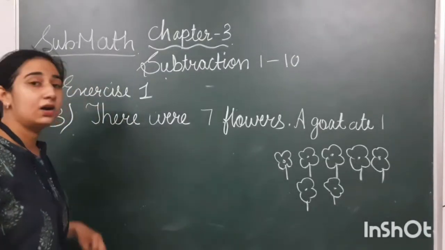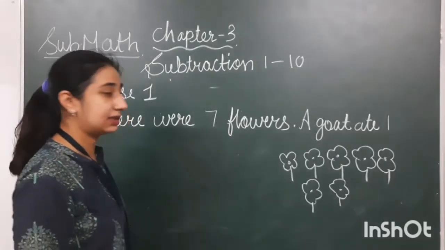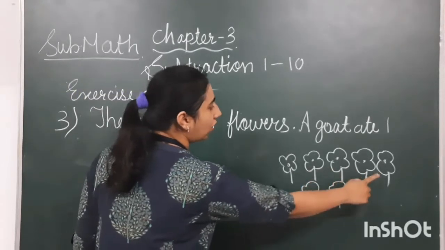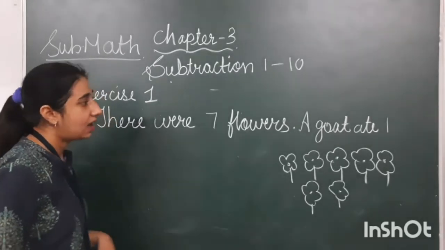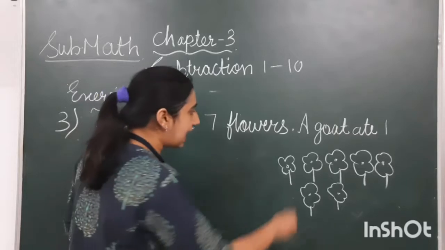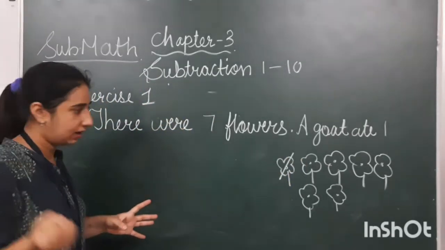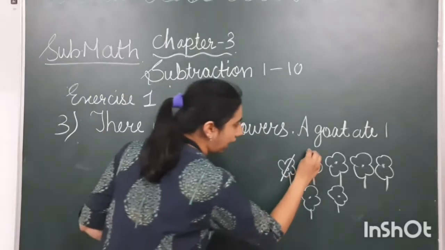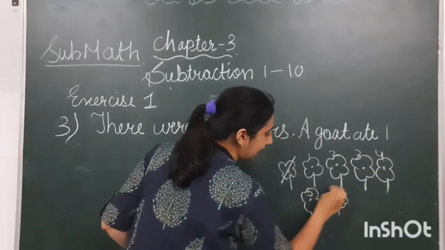Now sum number 3. There were 7 flowers. कितने flowers थे? 1, 2, 3, 4, 5, 6 and 7. There were 7 flowers. A goat ate 1. Goat ने एक खा लिया. So I will cut 1 flower because it is taken away. Remaining flowers are 1, 2, 3, 4, 5 and 6.